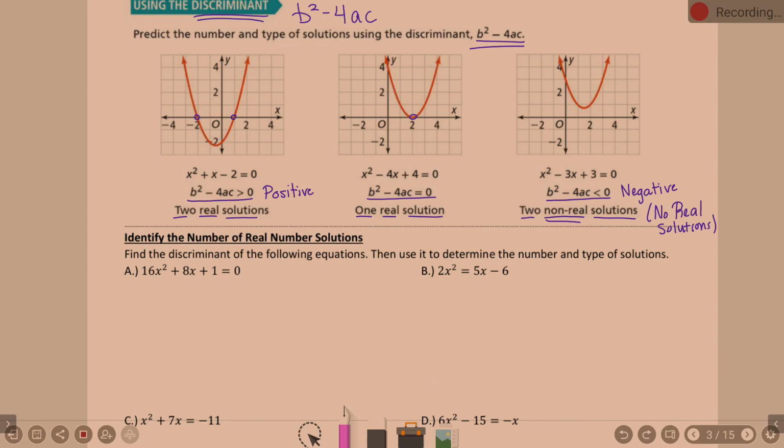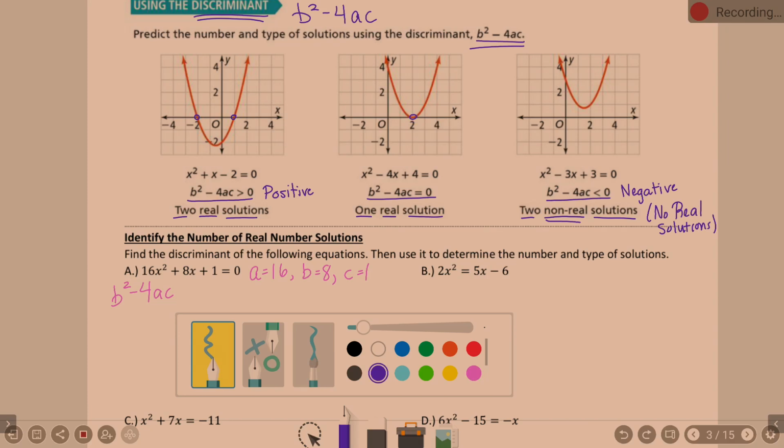If we're going to find the discriminant, we need to know our ABCs. So b squared minus 4ac is the discriminant. What is a on this problem? 16. What's b? 8. And what's c? C is 1. Okay, that's review from yesterday. A is in front of x squared, b is in front of x, c is the constant.